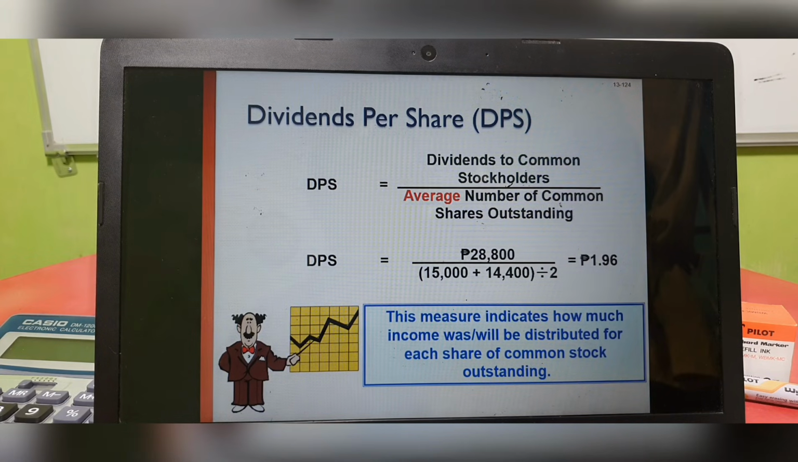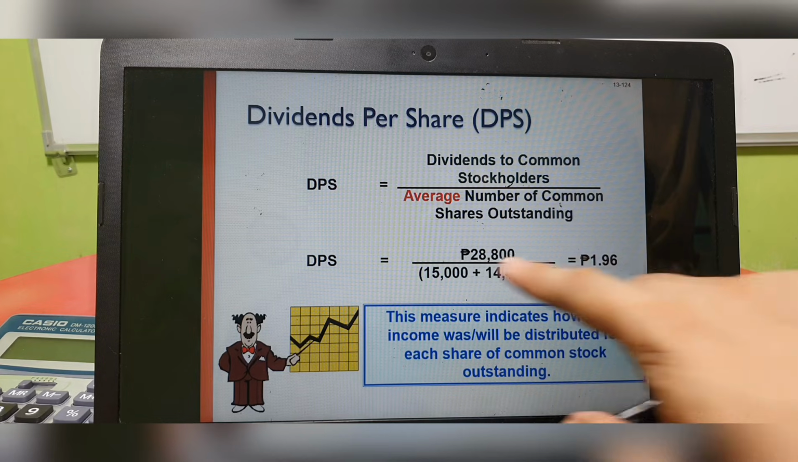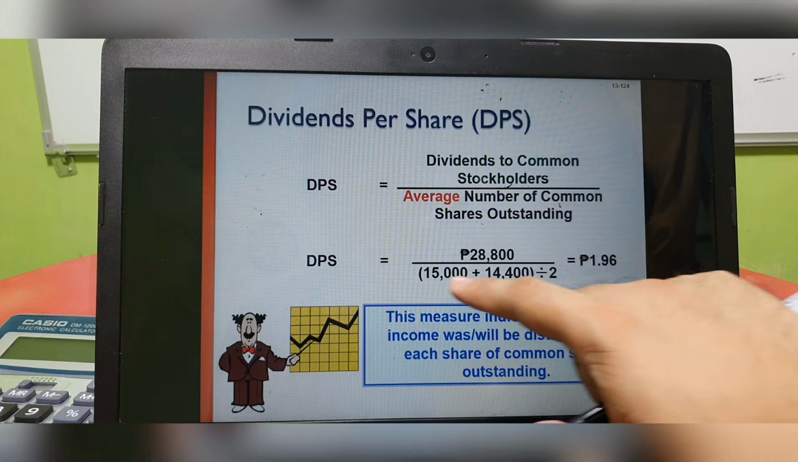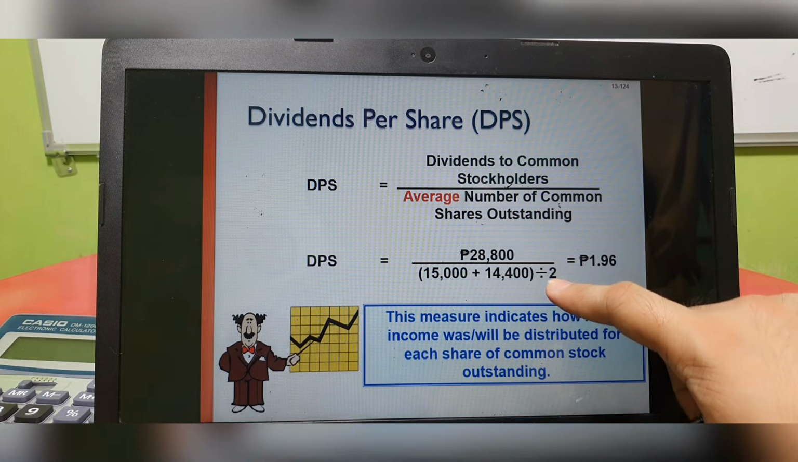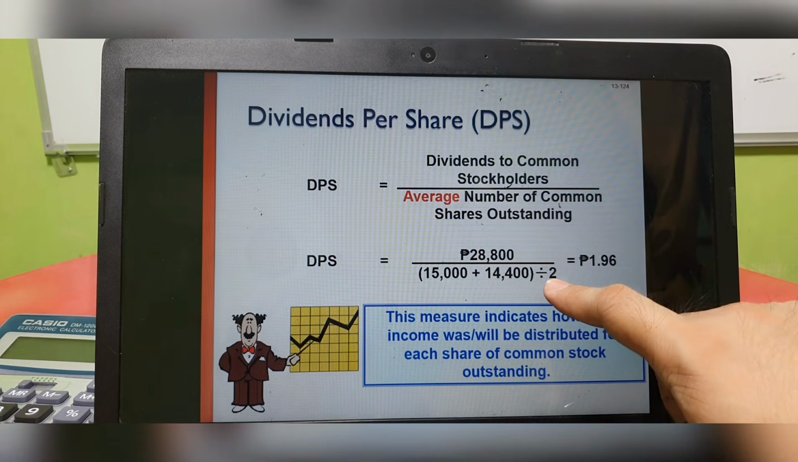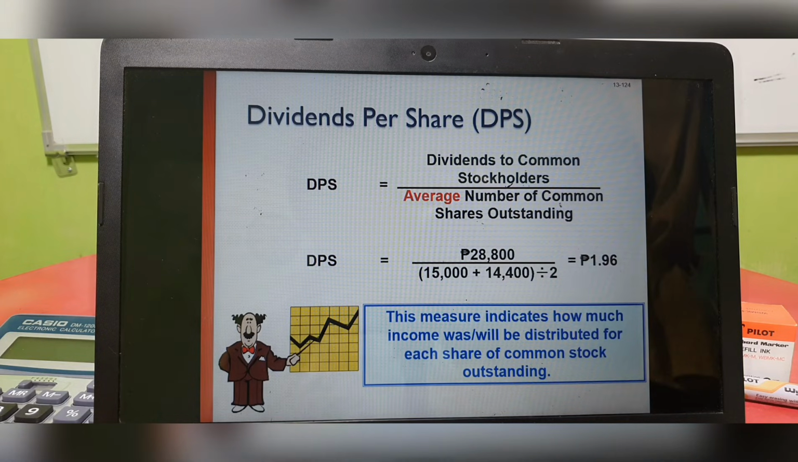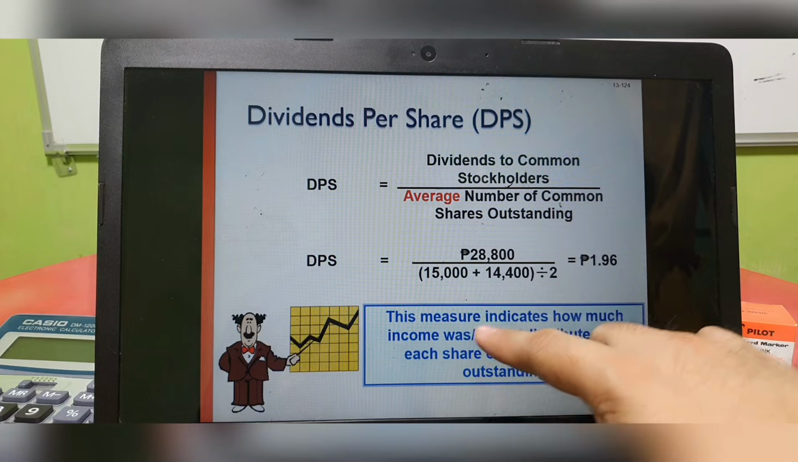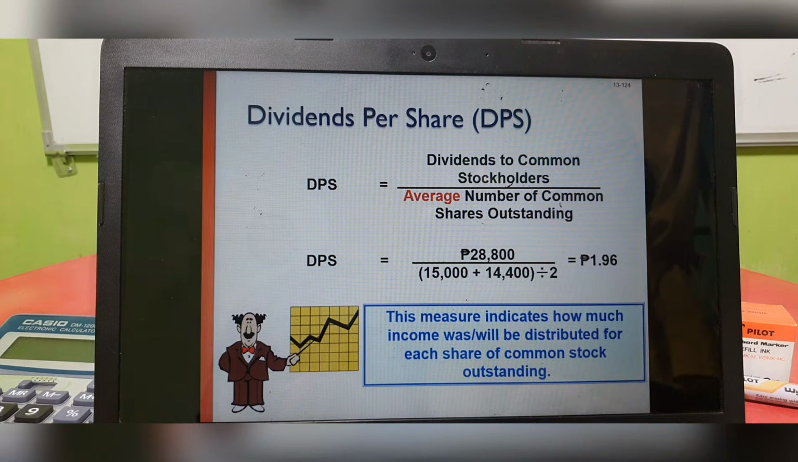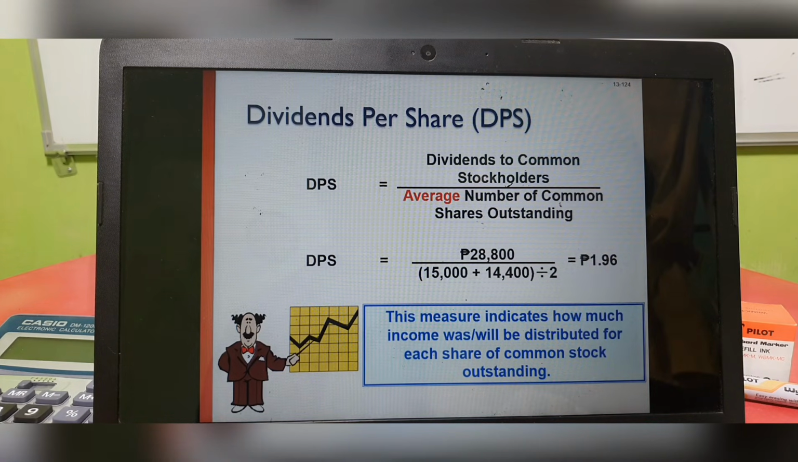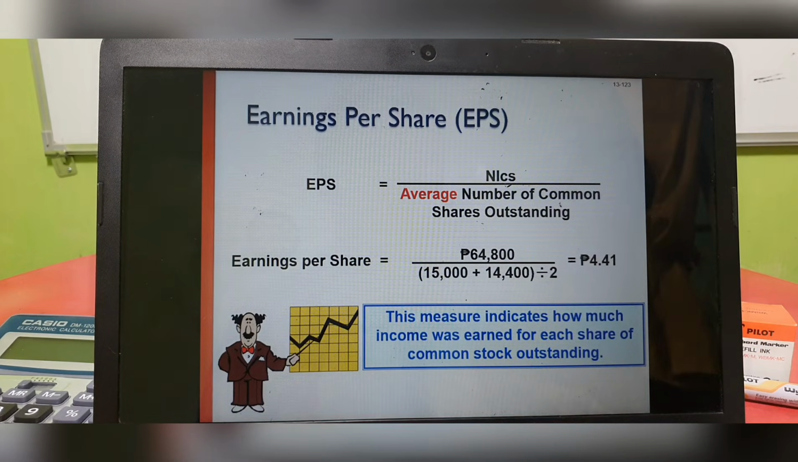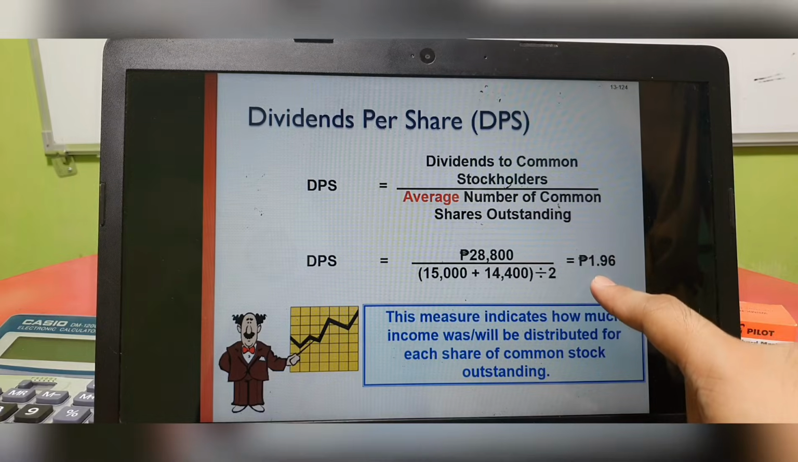Ayan. Dividends per share. So depende kung gaano karaming dividends ang i-declare. Ang dineclare na dividends ngayon ay 28,800. So divided by the same number of common shares, yung average natin. So that will give us 1.96. Okay, that will tell you how much income was or will be distributed for each share of common stock outstanding. Again, ito yung kinita per share, earnings per share. Ito yung dividends per share.